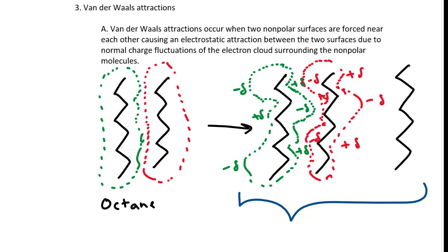and that leads to them sort of sticking together pretty strongly where you get very high boiling points. Now, the only thing that is required for this to happen is that these chains have to be sort of pushed near each other. And that is accomplished through another phenomenon.